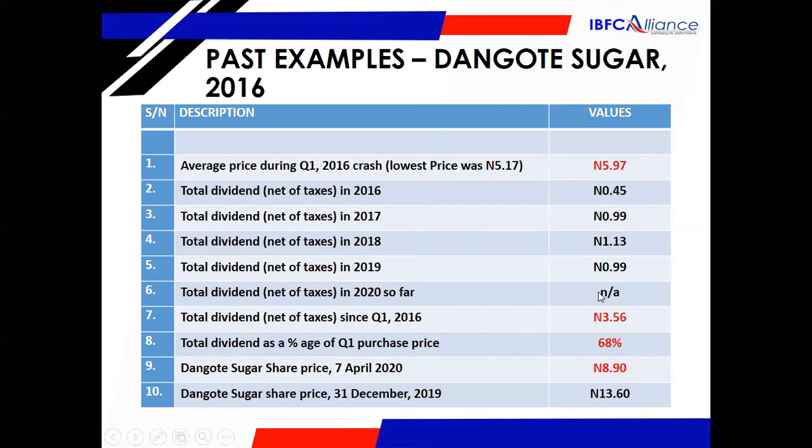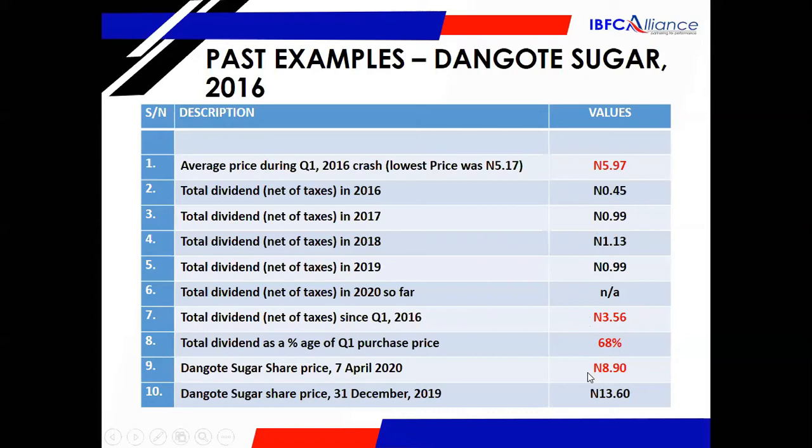By the time this one comes out, which will come out, I believe, this month of April, you probably will add another 1 naira to this 3.56. But let's even leave it at that. Again, it was 8 naira 90 kobo. So you purchased at 5 naira 97 kobo, you collected 68% as dividend, and you still have 8 naira 90 kobo.